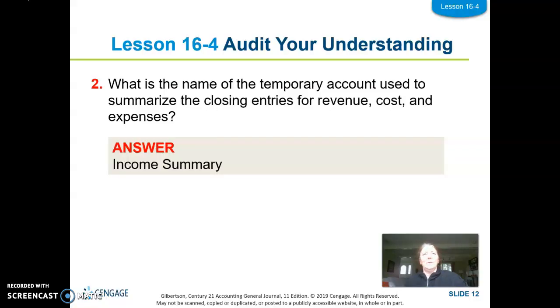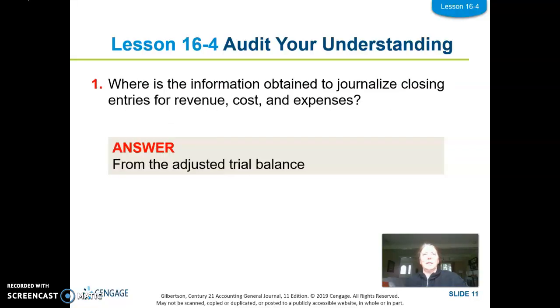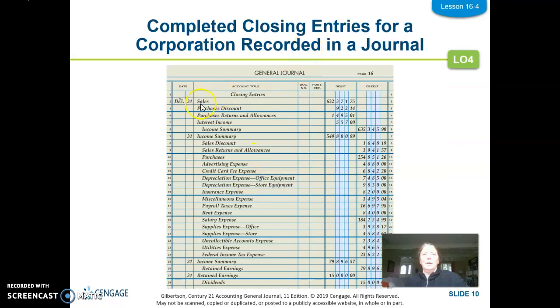And that is it for section 16.4. Read. R-E-I-D. Read. That's our closing entries. Everything ends up in retained earnings.